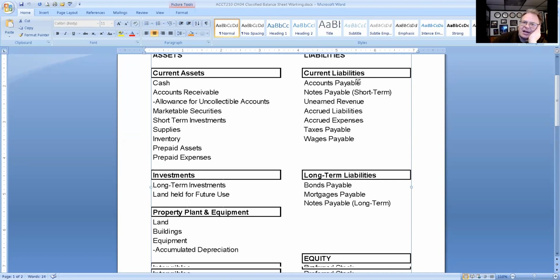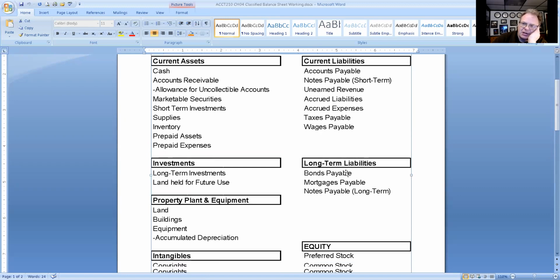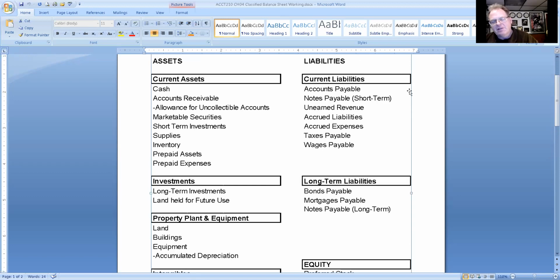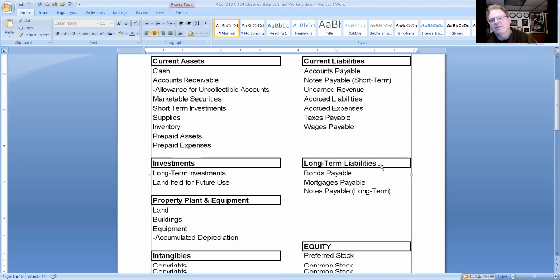Okay, on the liability side, we have current liabilities and long-term liabilities. Current liabilities, a year or less. Long-term liabilities, more than a year.